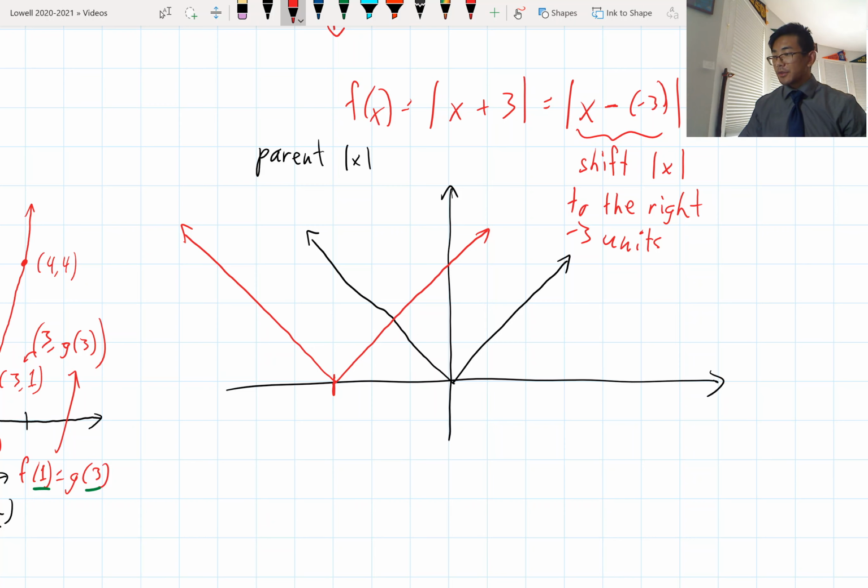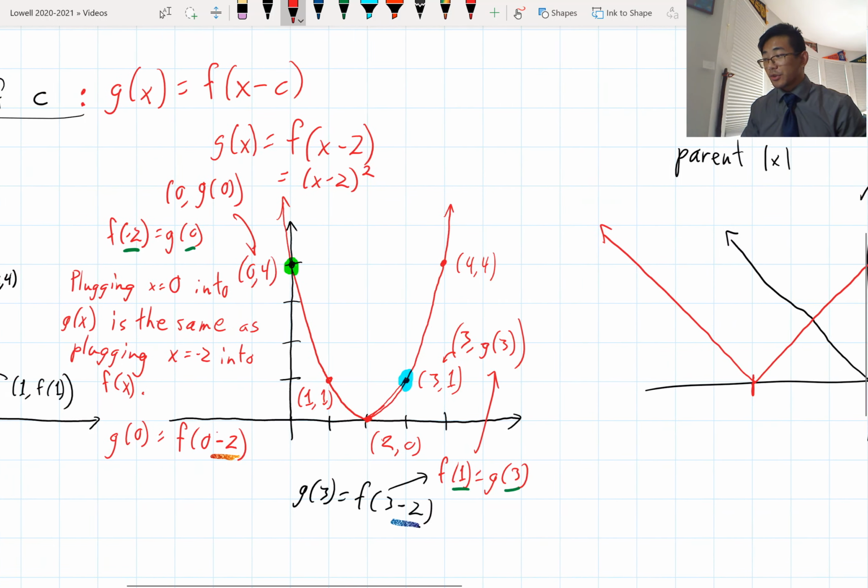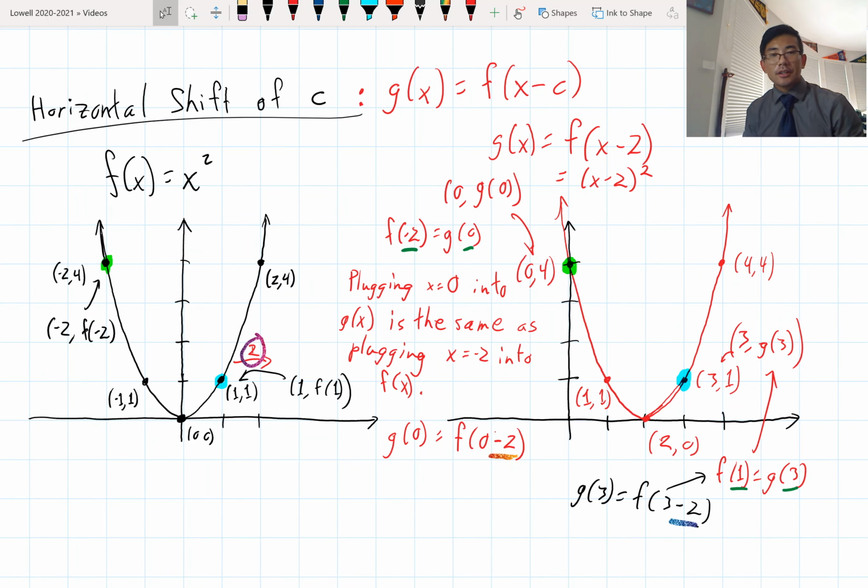So hopefully that video wasn't too confusing. Again, the way my brain works is it thinks transforming the function, at least horizontally, is just tricking the function into thinking you're ahead or behind of where the original function was.